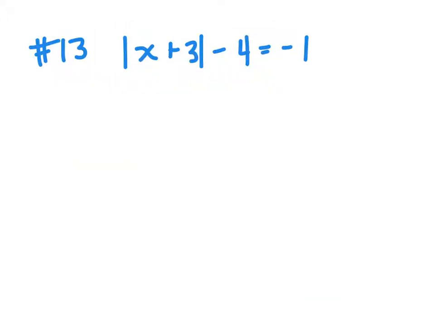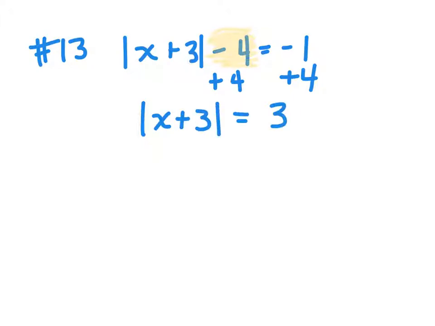For number 13, I have to get rid of the thing that's outside of the absolute value. So outside the absolute value right now is a negative 4. So I want to add 4 to get rid of the minus 4 that's occurring. That gives me that the absolute value of x plus 3 is equal to positive 3.